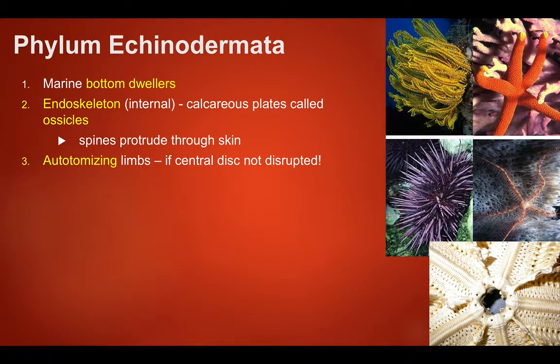They have autotomizing limbs. This means that if one of their limbs gets cut off, it can actually grow back. And that is if the central disc is not disrupted. And the central disc, we'll see a lot of examples of it, but if you follow my cursor over to the right here, this is going to be the central disc of this bristle star here. This is the central disc of the sea star. They have pentaradial symmetry. So pentaradial, so 5 parts. It can be divided into 5 equal parts, and the larval stage of this phylum is bilaterally symmetrical.